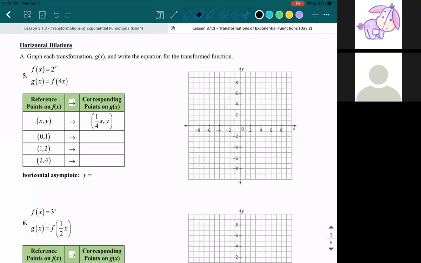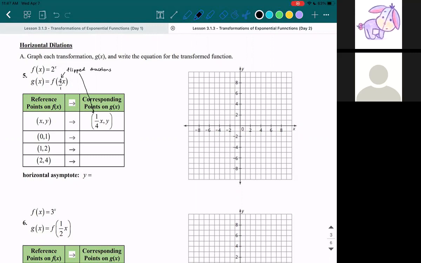Okay, last but not least, we have horizontal dilations. So same steps, but notice that this time it's inside the argument. And also notice that when we are inside the argument, it's the opposite. So instead of a 4 that appears in both of these, they are flipped fractions. So essentially opposites of each other, because technically 4 is 4 over 1. So then you're going to flip it around and multiply the x value by 1/4.